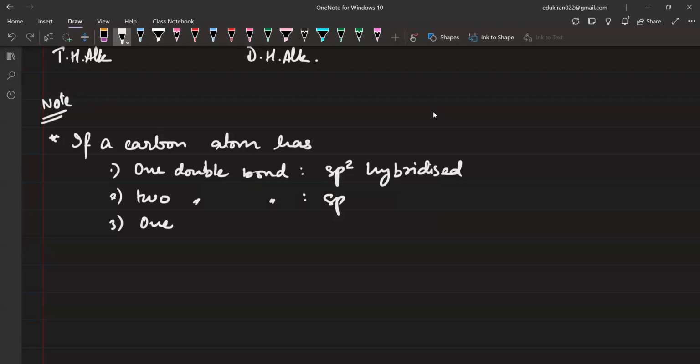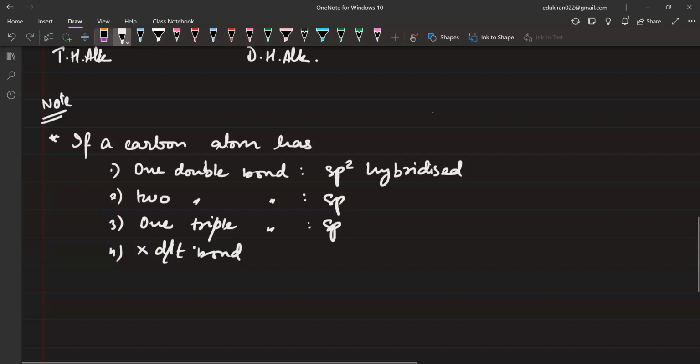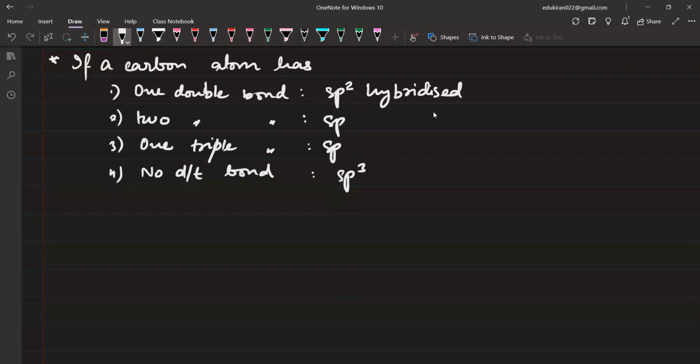If it is having one triple bond, then also it is sp hybridized. Or when it is not having any double bond or triple bond, like this, no double or triple bonds, then it is sp3 hybridized. Okay. So the classification of monohaloalkanes is on the basis of the carbon atom to which the halogen is connected. We will write here monohaloalkanes.